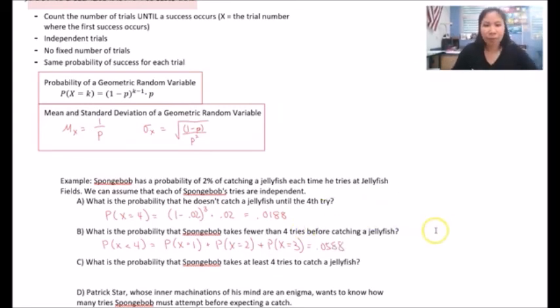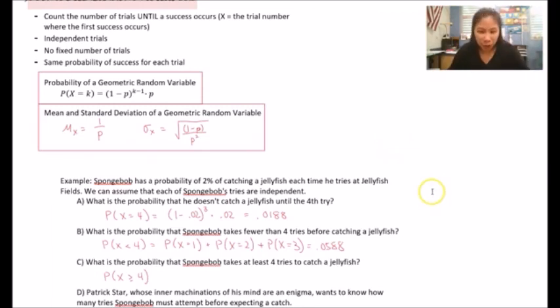All right. Part C, what is the probability that SpongeBob takes at least 4 tries to catch a jellyfish? So here, at least 4 means we're looking for the probability that x is greater than or equal to 4. Okay, so obviously greater than or equal to 4 means we're adding up the probability for 4, 5, and the probabilities for 6, 7, 8, and technically this could go on forever, because what if SpongeBob was just really bad at jellyfishing and he just kept failing? So there's no end point for this.